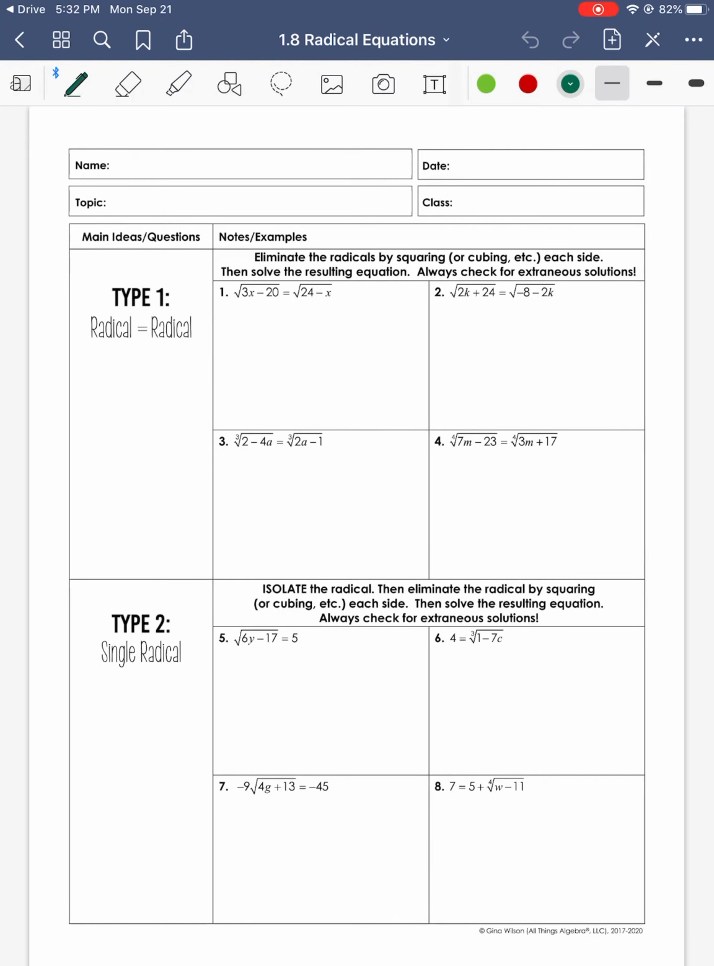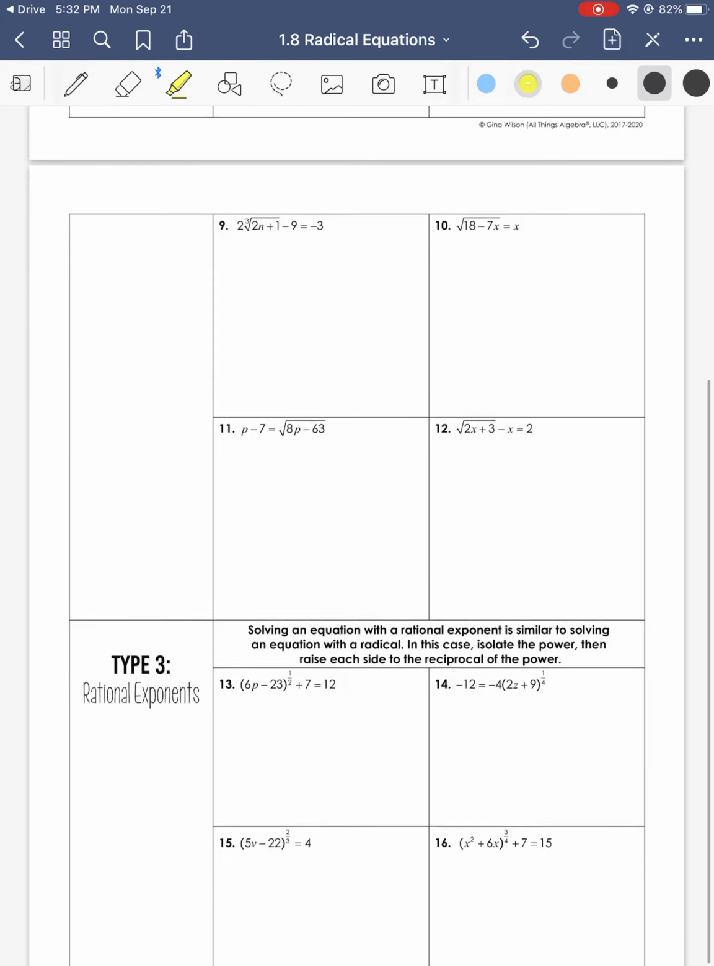All right, section 1.8, radical equations. Much easier than the quadratic equations section, so yay for that. Okay, so there are three types that we're going to look at here. Type 1 is where we have a radical equal to another radical. Type 2 is just one side with a radical.